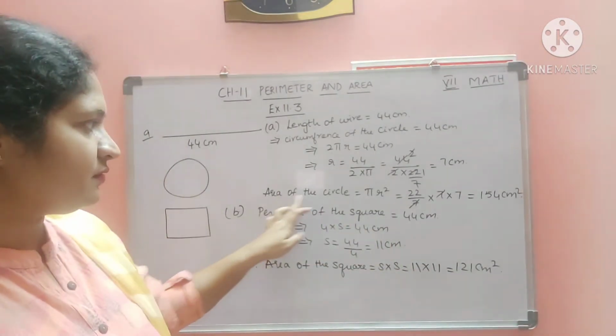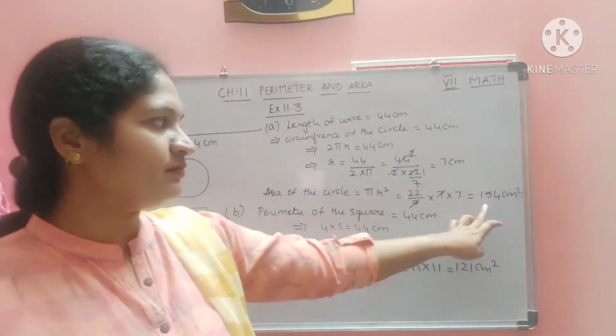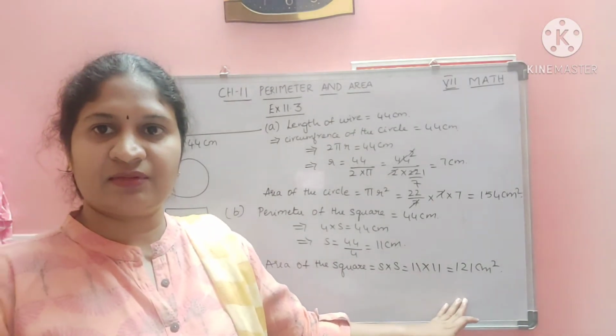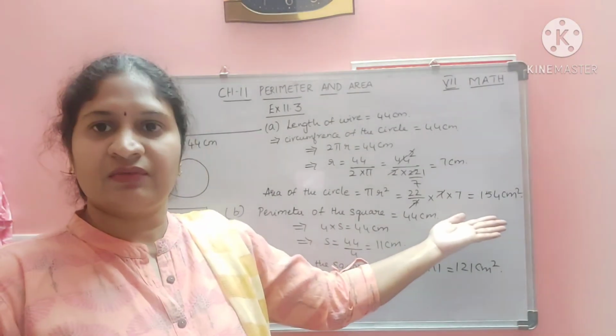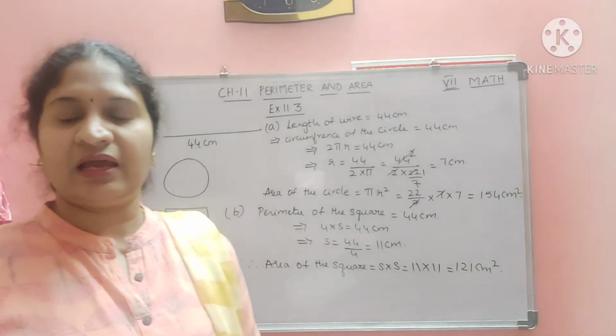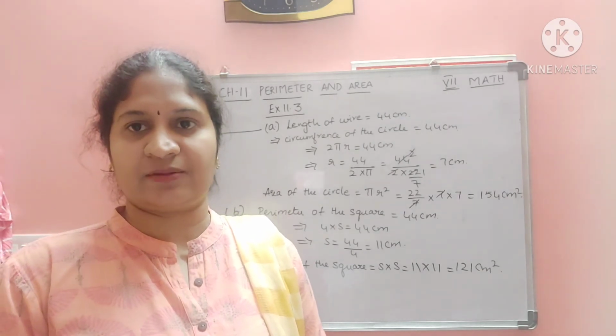Now compare the area of the circle with the area of the square. Here the area of the circle is 154 centimeter square and the area of the square is 121 centimeter square. So clearly 154 is more than 121. So the circle encloses more area. Circle encloses more area. Is this clear?